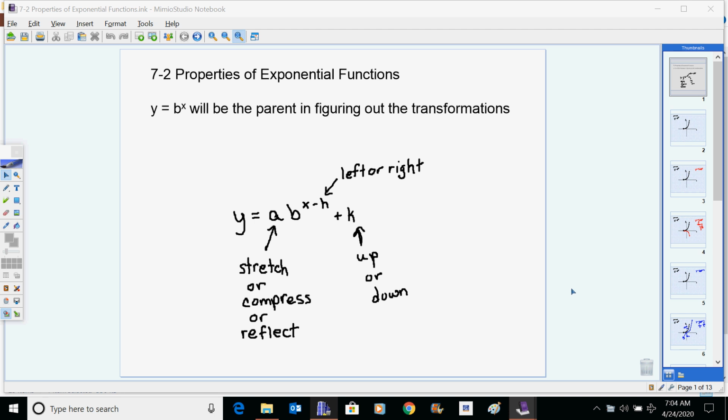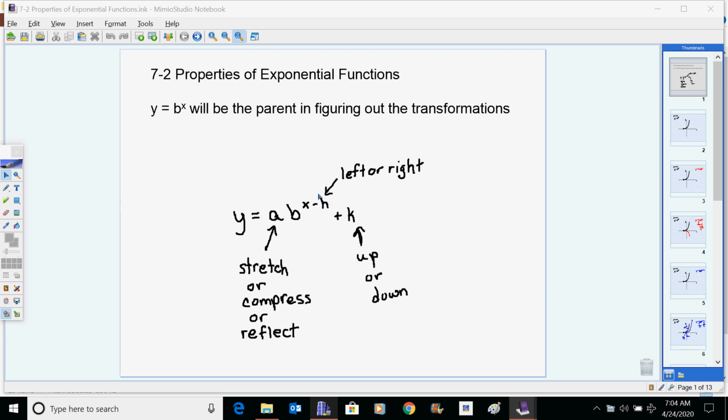Good morning, all. Let's tackle exponential functions, the next level today. We're going to apply what we've been talking about all year about the parent functions and the shifts up, down, left, right, and the stretches and compressions. We're going to apply that today to our exponential functions that we were talking about yesterday.